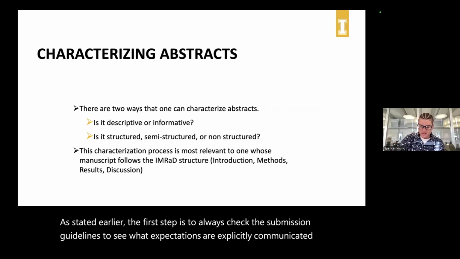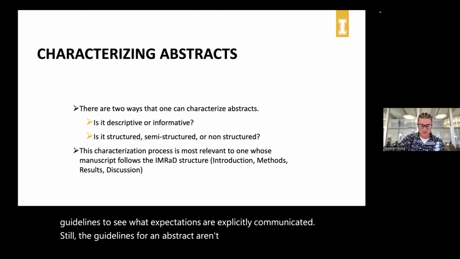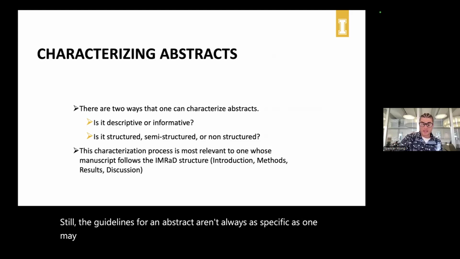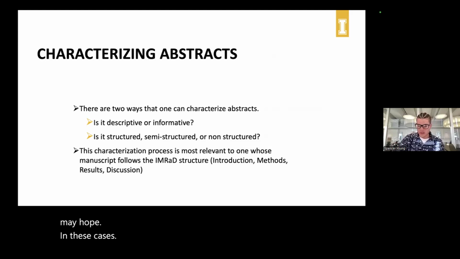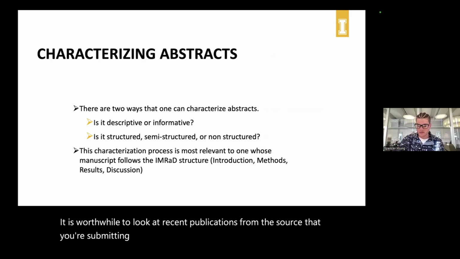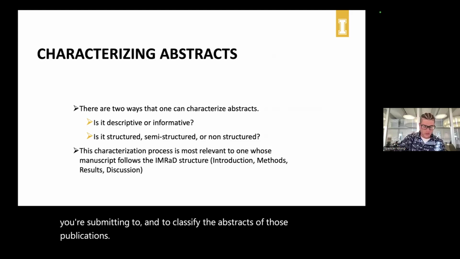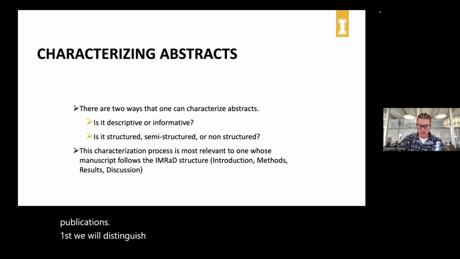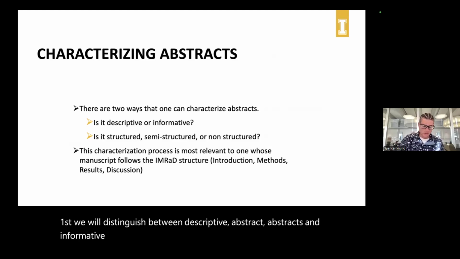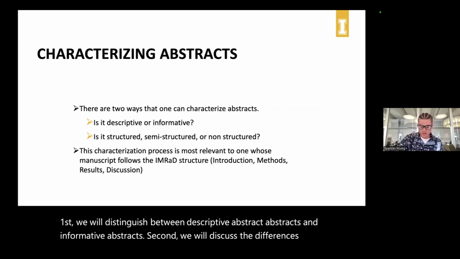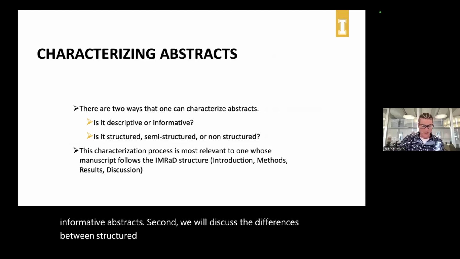Still, the guidelines for an abstract aren't always as specific as one may hope. In these cases, it is worthwhile to look at recent publications from the source that you're submitting to and to classify the abstracts of those publications. First, we will distinguish between descriptive abstracts and informative abstracts. Second, we will discuss the differences between structured, semi-structured, and non-structured abstracts.